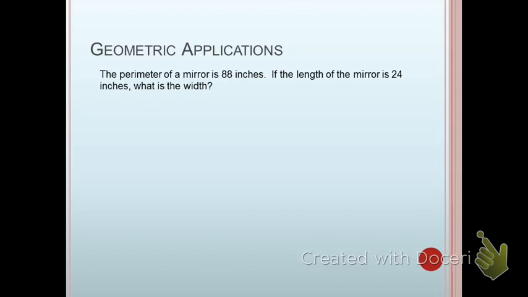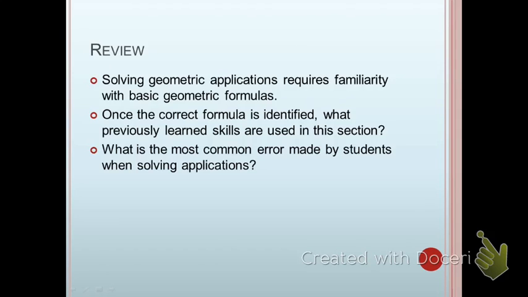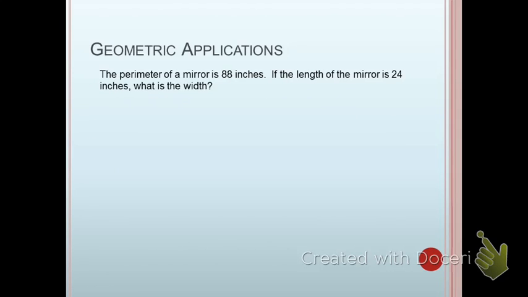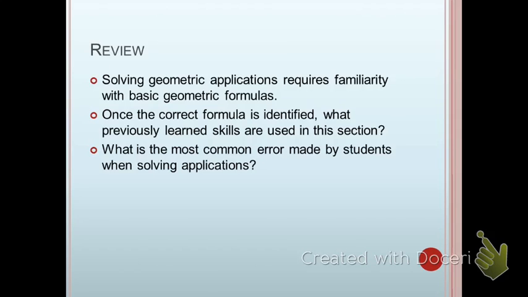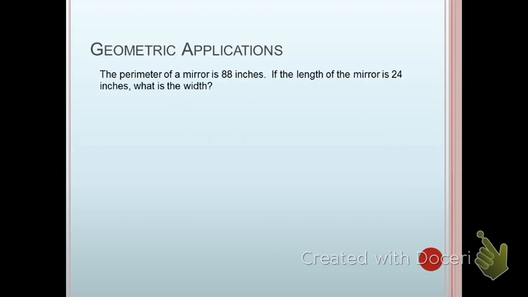All right, this will be our final example. The perimeter of a mirror is 88 inches. If the length of the mirror is 24 inches, what is the width? And I'm guessing that this mirror is shaped like a rectangle. So I'll just draw. Here's my mirror. Whoops, sorry.